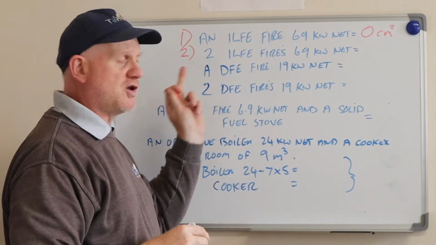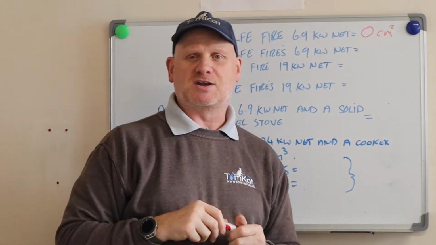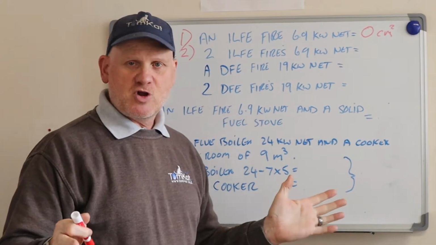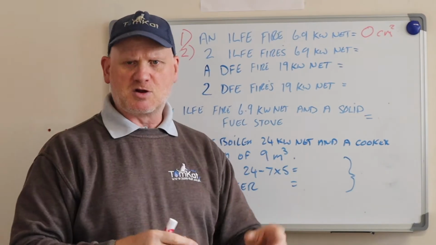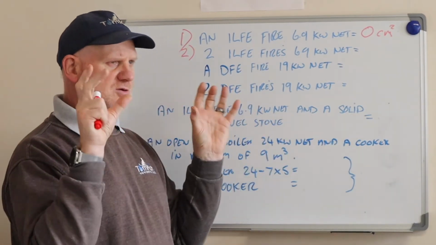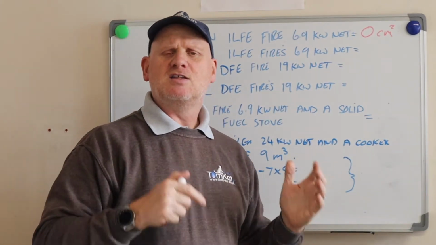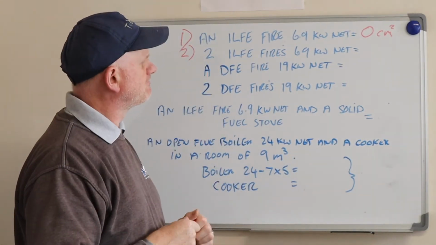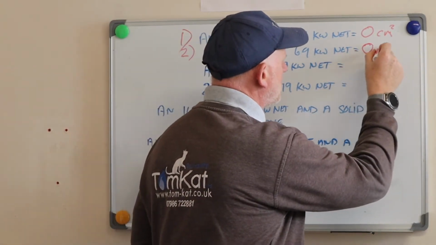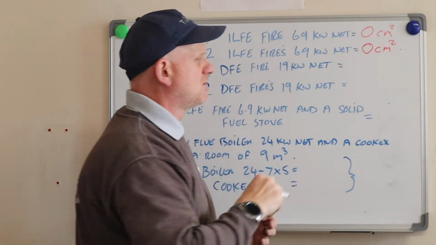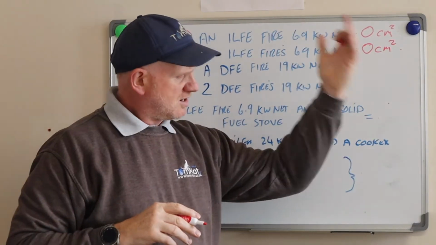So now we've got 2 inset live fuel effect gas fires of 6.9 kilowatts in the same room, which used to be 2 separate rooms which has been knocked through, or what we call a through room. So we've got now 2 inset live fuel effect fires in the same room. Well, the answer is 0 centimetres squared.